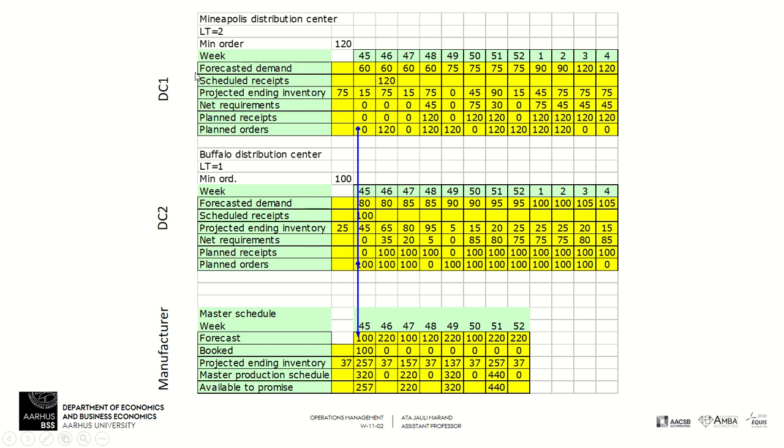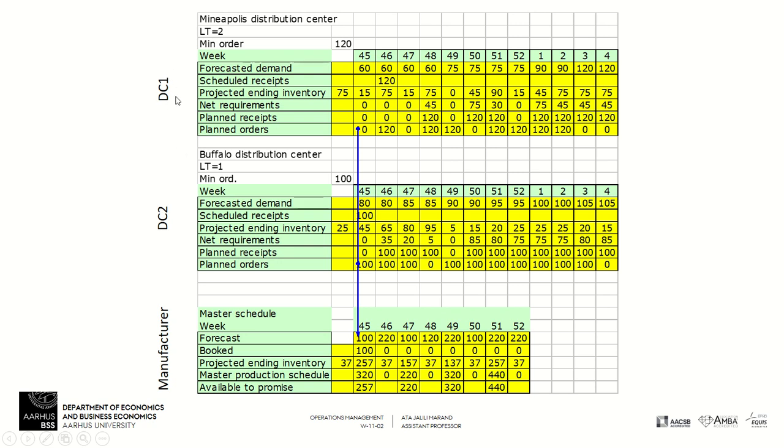So the forecasted demand here is the equivalent of gross requirement in an MRP record. And the rest is quite similar. So we have scheduled receipts, projected ending inventories, net requirements, planned receipts, and planned orders. And the calculations are also the same, so the same formula will hold for these different values here.